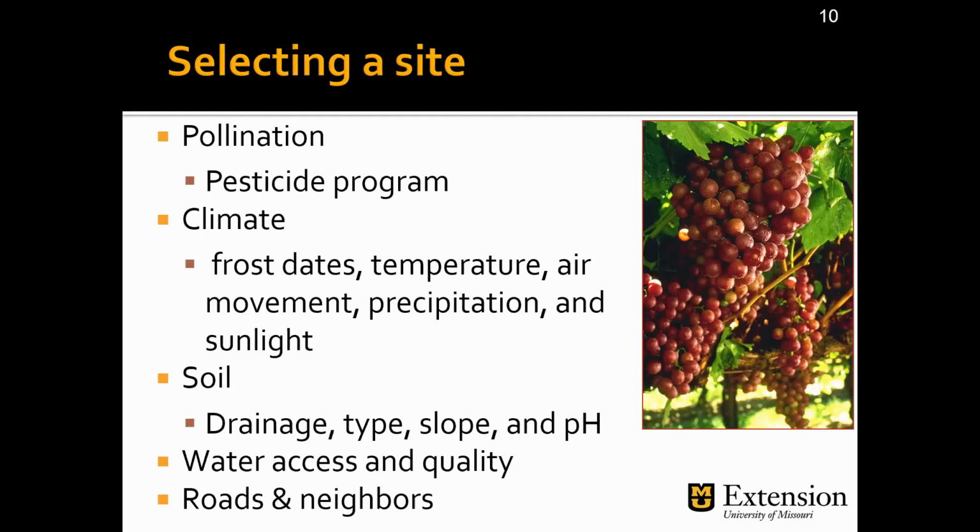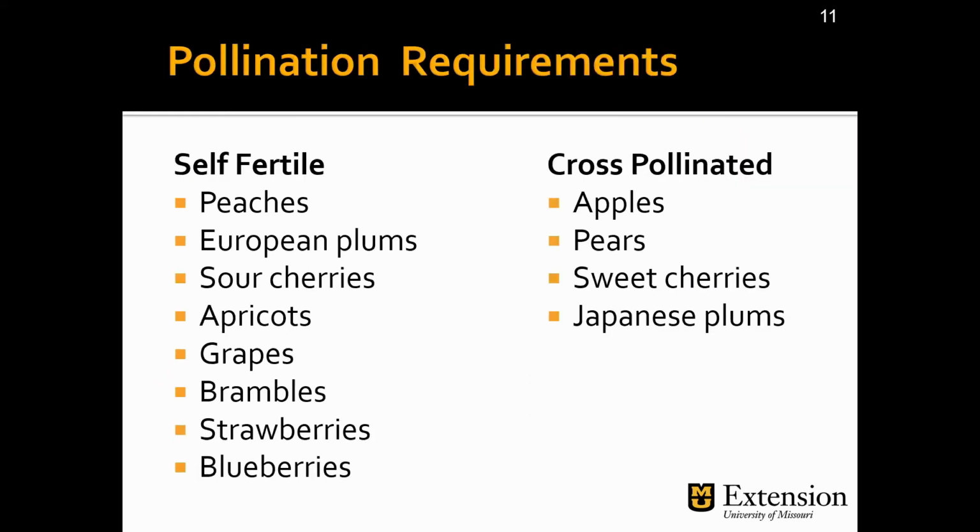You want to think about the climate, specifically the frost dates, temperature, air movement, precipitation, which is rain, and sunlight. And we're going to talk about those in more detail later. The soil: how well drained is the soil, what type of soil do you have, is there a slope, and the pH of the soil. The pH is very important for blueberries and nutrition aspects. And we're going to talk about water quality and roads and neighbors.